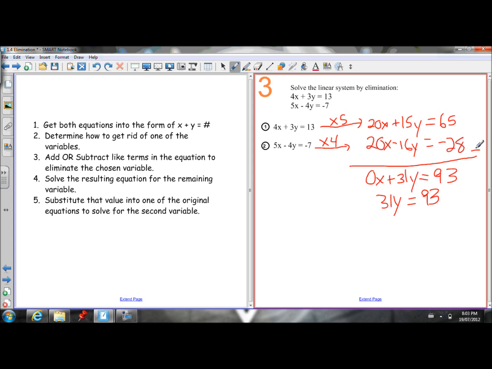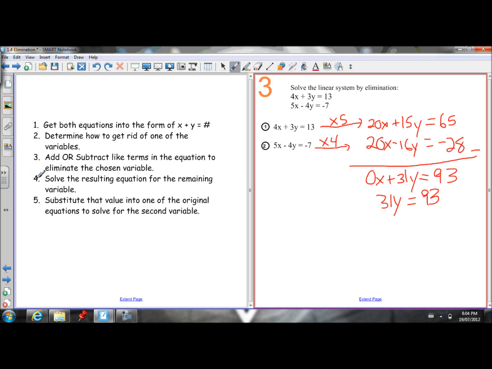We then determined that we subtract in order to eliminate them because they have the same sign. If this was a negative 20x and this was a positive 20x, we would have to add them to eliminate. But in this case, because they have the same sign, we subtract, they eliminate. Okay, so then subtract everything.